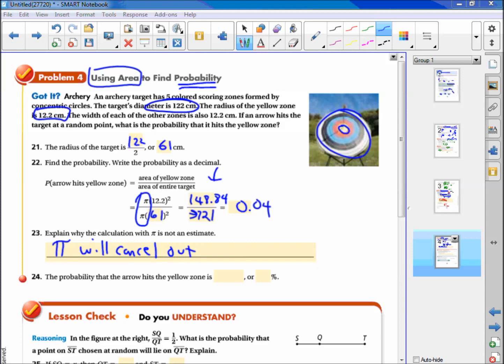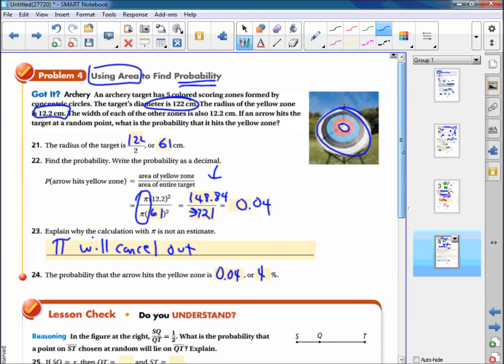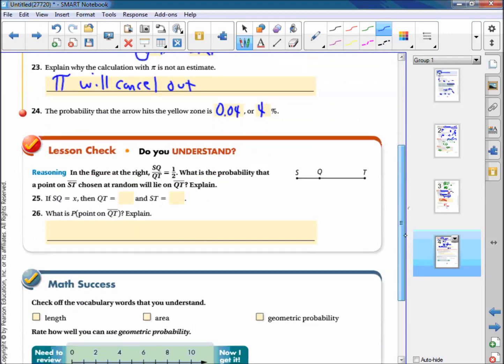So the probability that it's going to be in the yellow zone is 0.04, or as a percentage, that's about 4%. Okay, if you wanted to write it as a fraction, it would be 4 over 100, which is 2/50 or 1/25. Okay, so the chance of hitting in the yellow is 1/25 if you pick a random spot there.